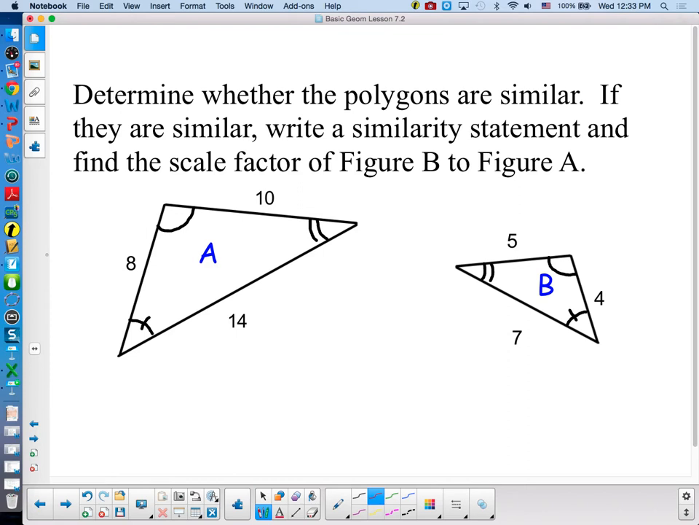Why don't I put your scale factors in there? Looks like if it's a yes, you would have a hard time doing this problem. So what do we want? R, S, T, M, P, L. In case you need the corner points to do a similarity statement.